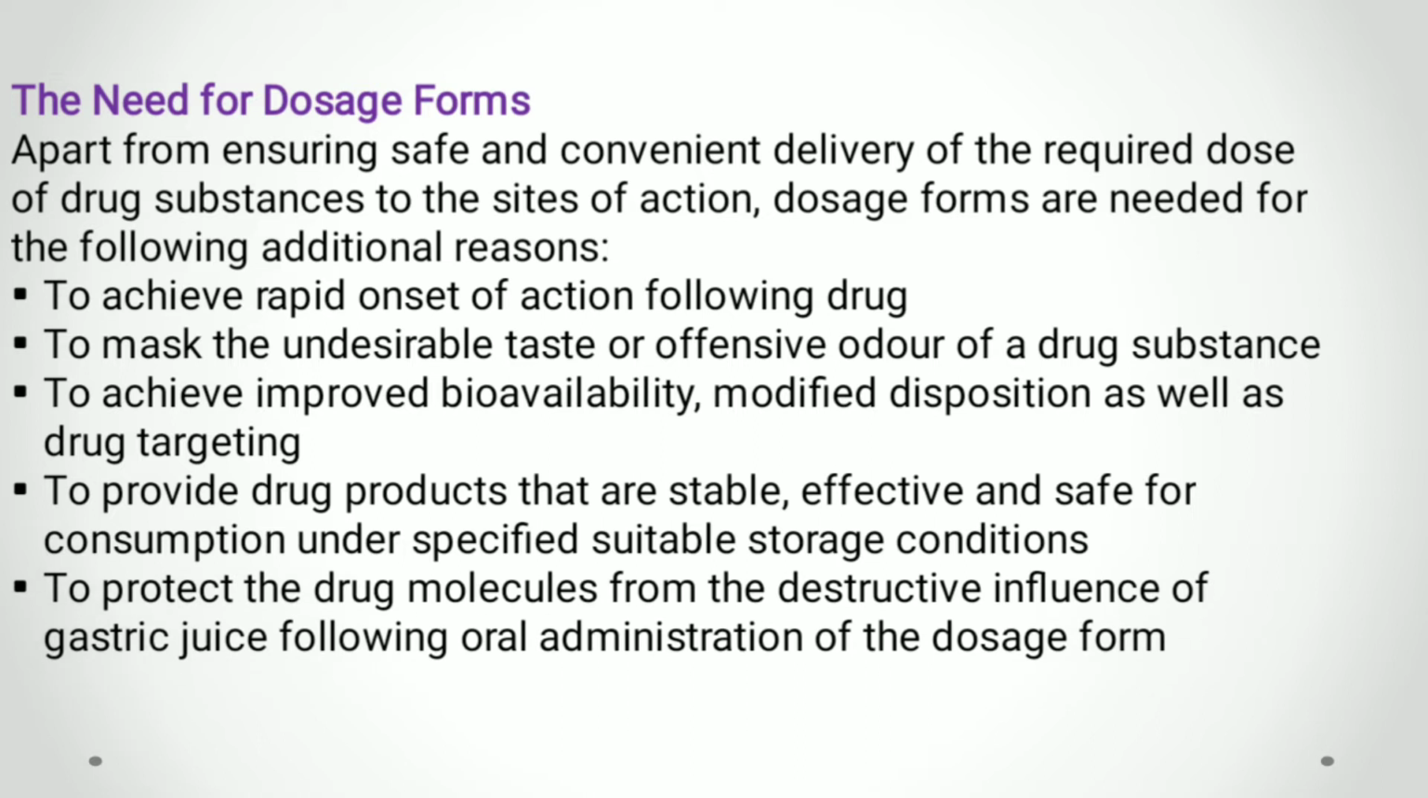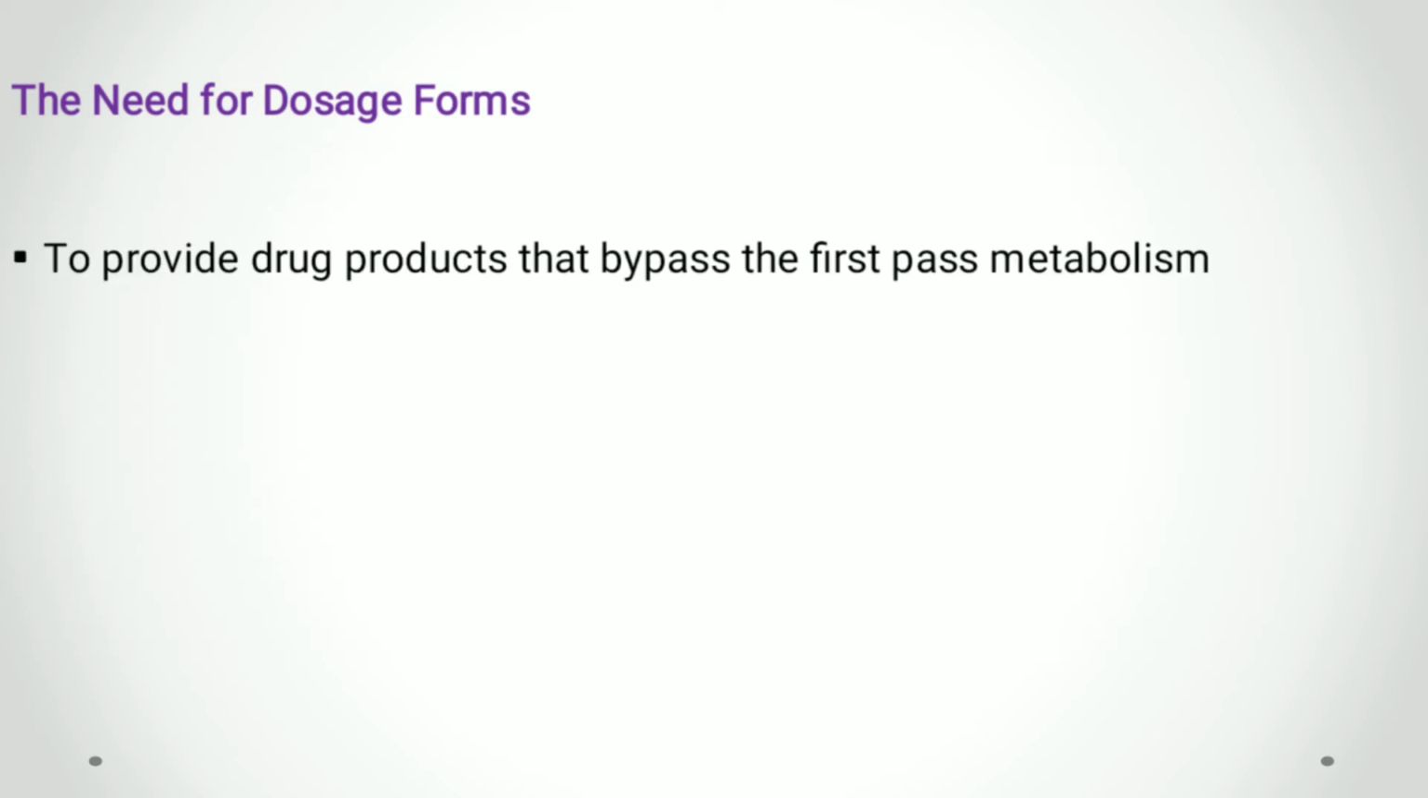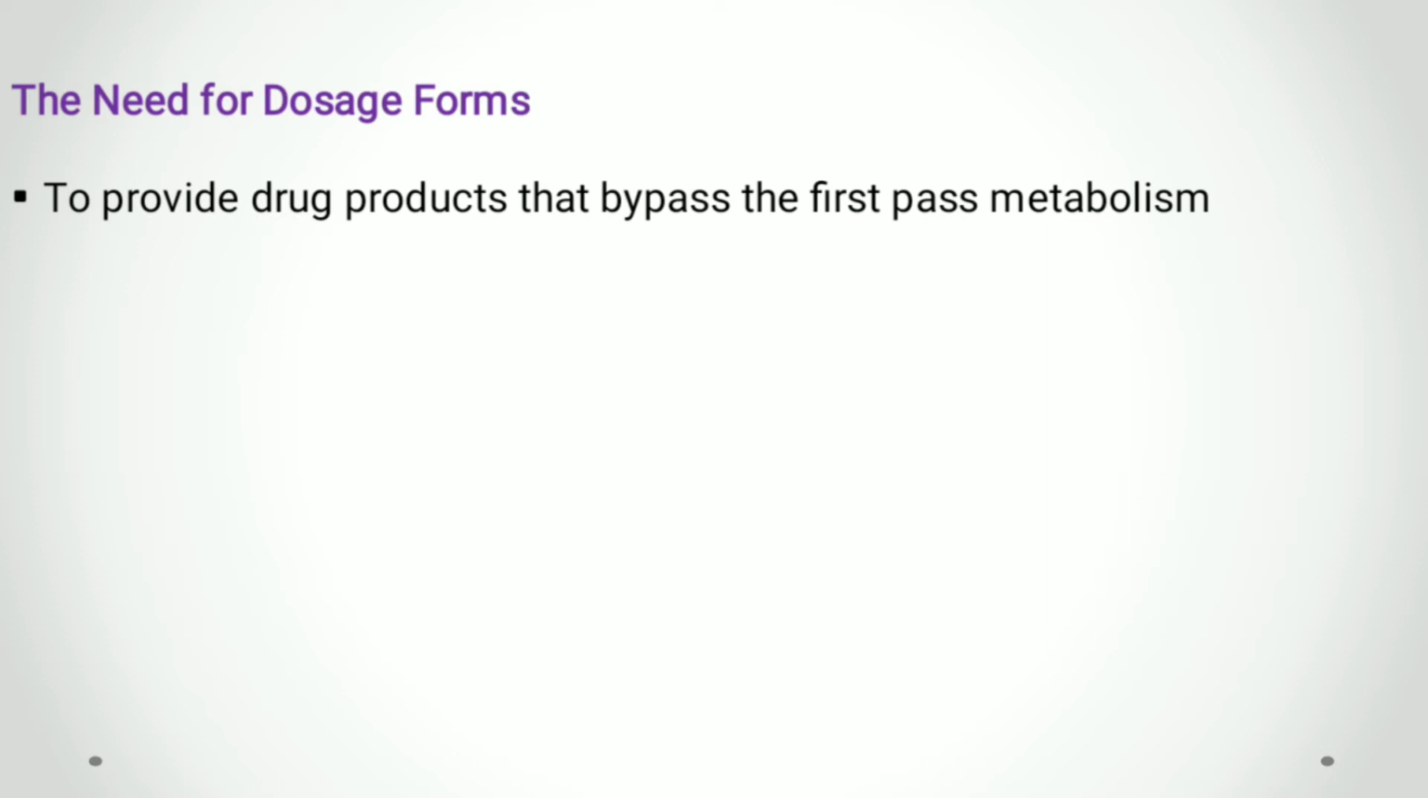Then the next one is to protect the drug molecule from the destructive influence of gastric juices following the oral administration of dosage form. For that purpose, what we can do is we can prepare enteric coated tablets, right? Then the next one is to provide drug product that bypass the first pass metabolism, example your injections and topical dosage forms.